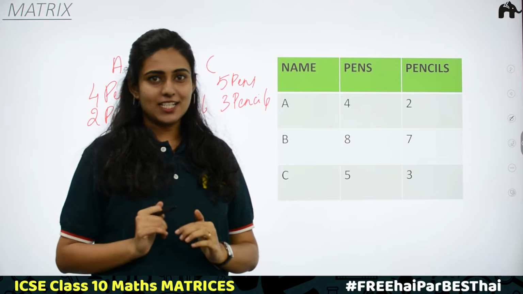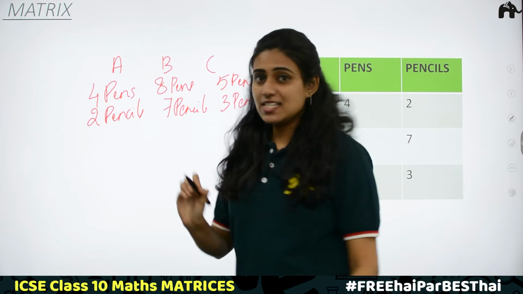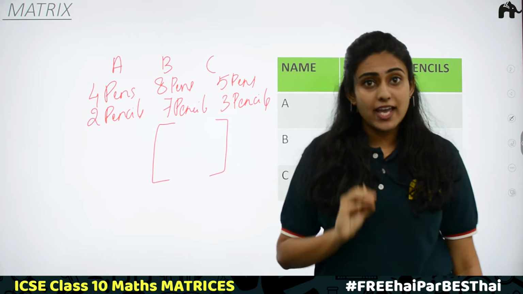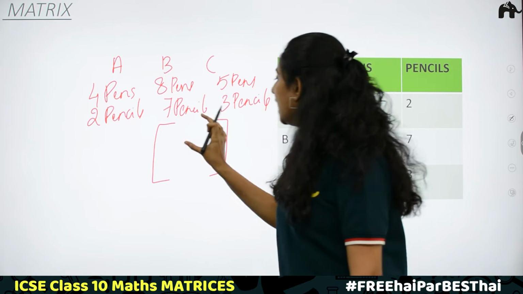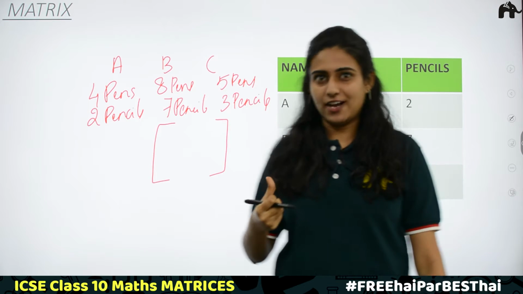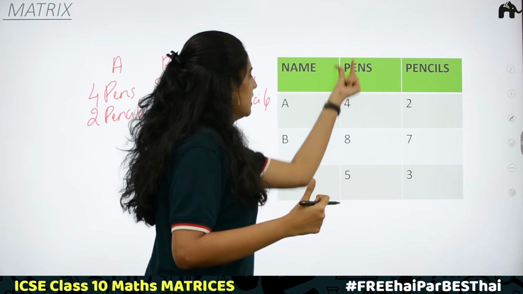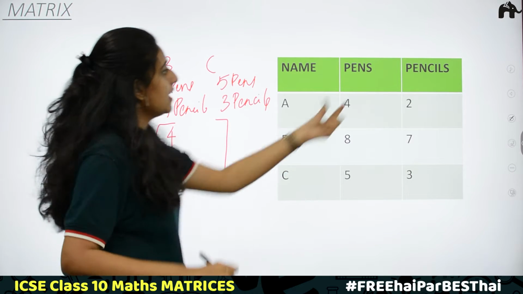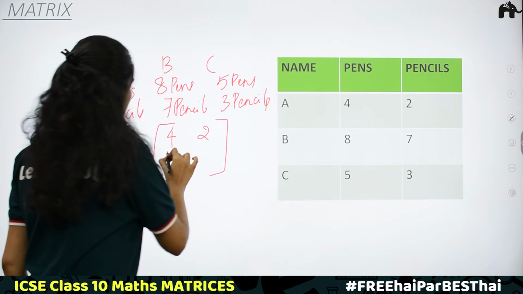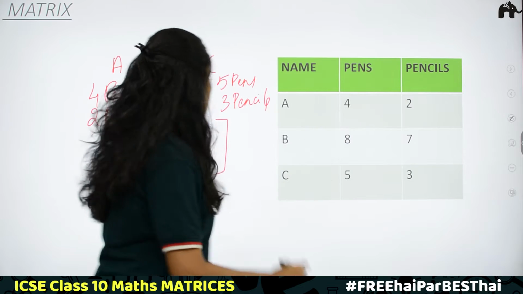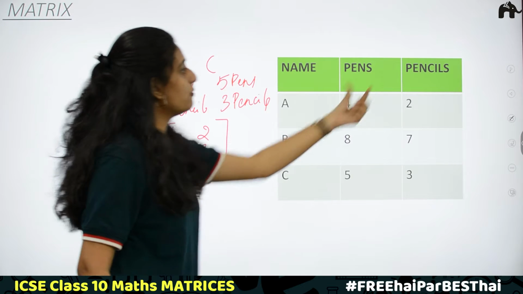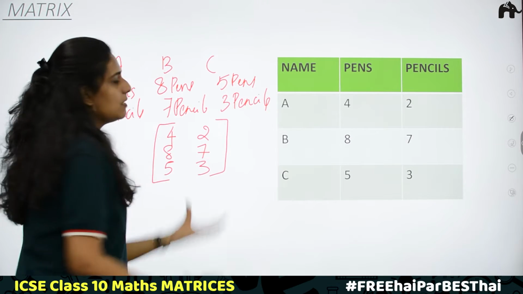A more simple representation is the matrices. Matrices are always represented in square brackets. Inside these square brackets, we can add the numbers or alphabets or the functions. Here we have number of pens with A, 4. Number of pencils with A, it is 2. Number of pens with B, 8. Number of pencils with B, 7. Number of pens with C, 5. And the number of pencils with C is 3. So, this is a matrix representation.